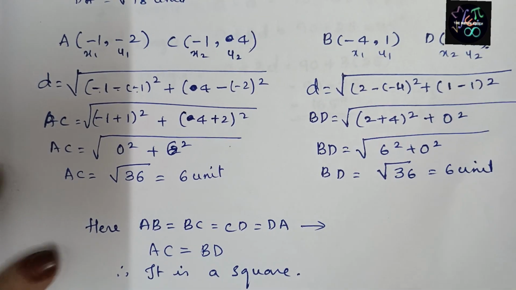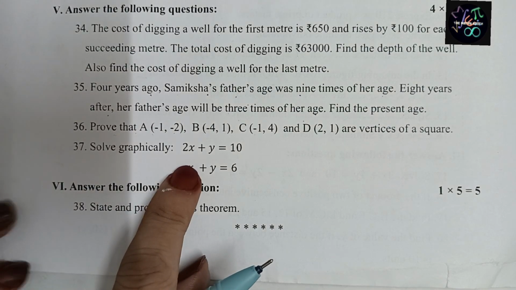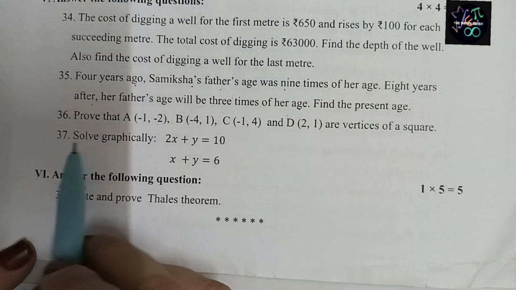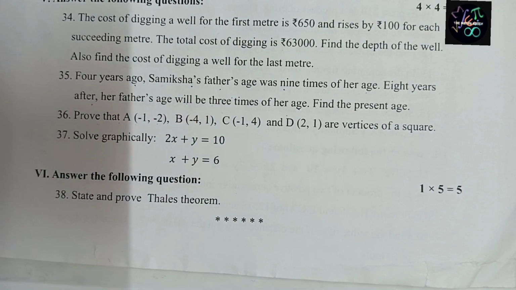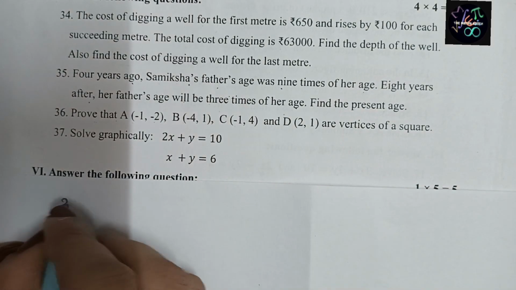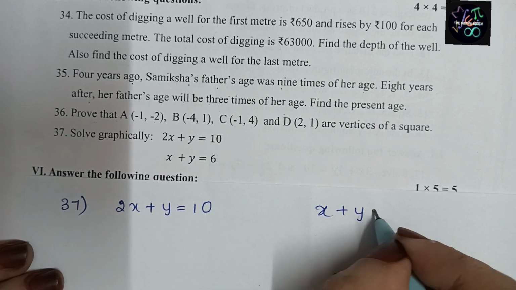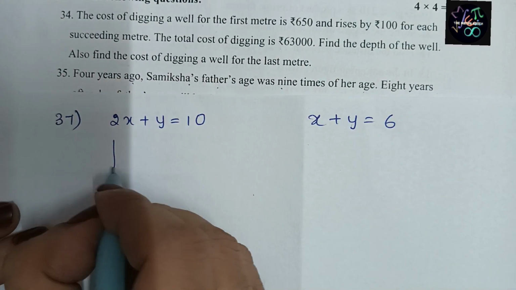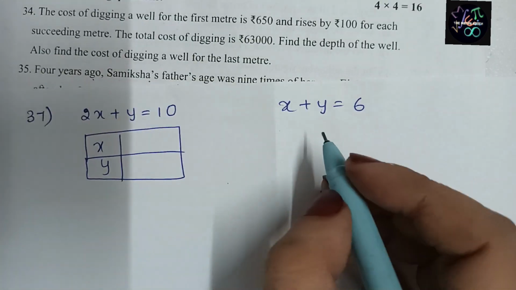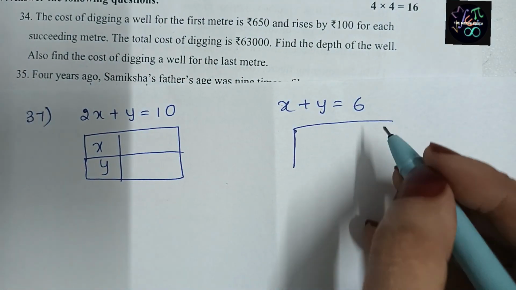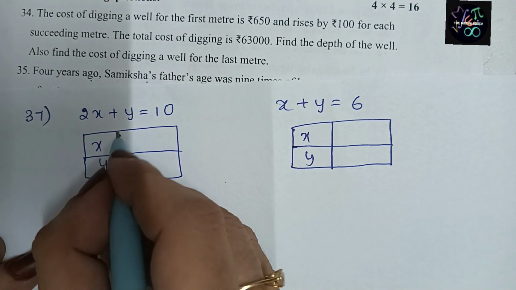Let us see the next question. Question number 37 is nothing but a graph. Next question, solve graphically: 2x plus y is equal to 10, x plus y is equal to 6. One graph question. Now how will we solve this? Let us draw a small table for this equation, x, y, and one more table for the other equation, x, y. So in an easy way, how can we solve this graph?